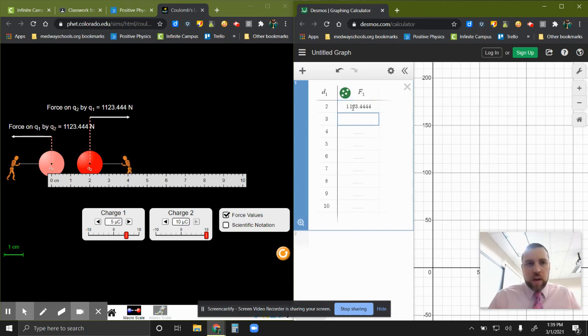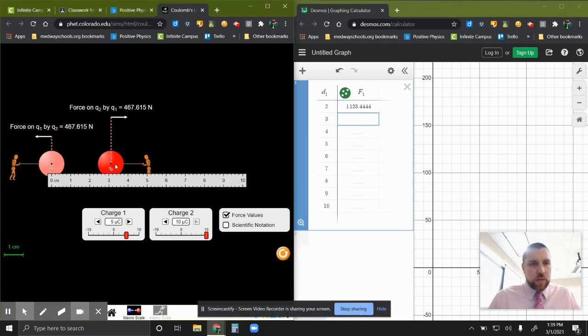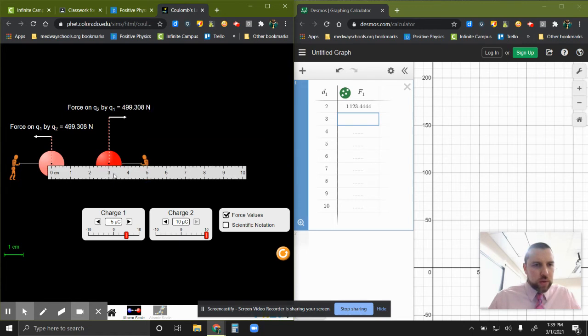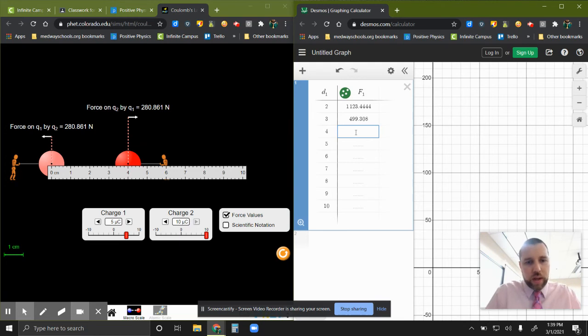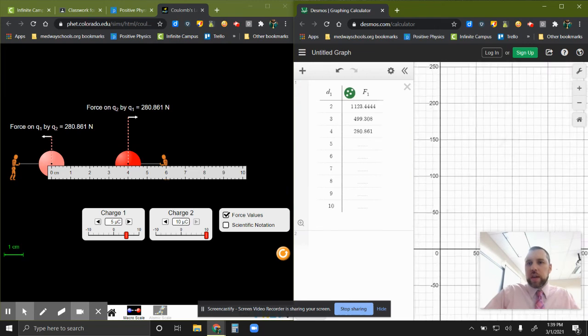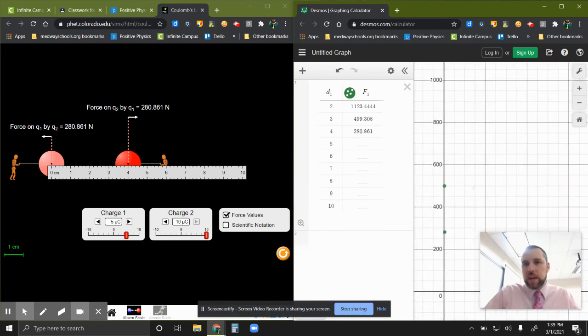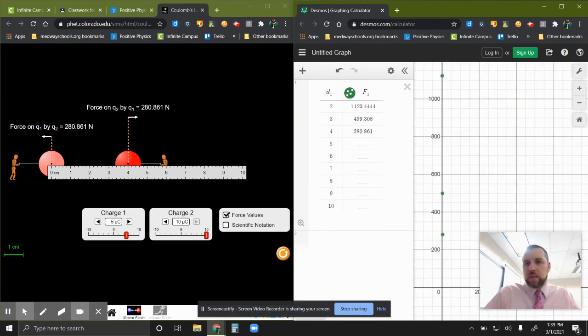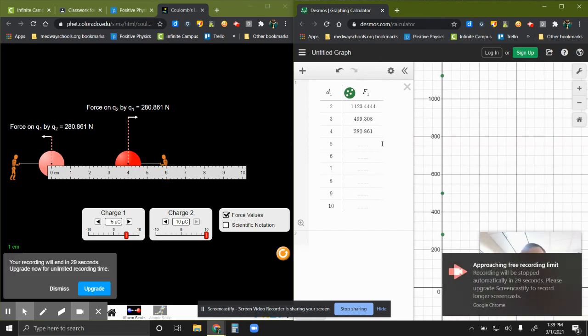And then I move this to 3 centimeters, and I can move this ruler if you want to get it a little closer. And that drops down to 499.308. So on and so forth. 4 centimeters, we're at 280.861. So here again, there's my data. One's all the way up here, and then another, and then another. So this is plotting my data here.